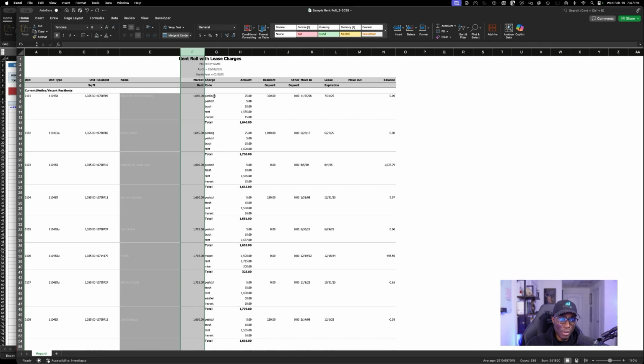So you have a column for the market rent, and then the code charges. These code charges will have the different charges for rent, and any auxiliary charges like trash, parking, pest control. This one says insurance rent. That will be listed here.